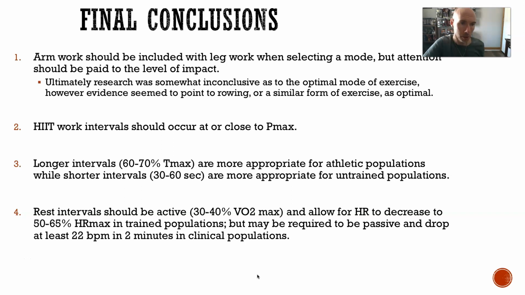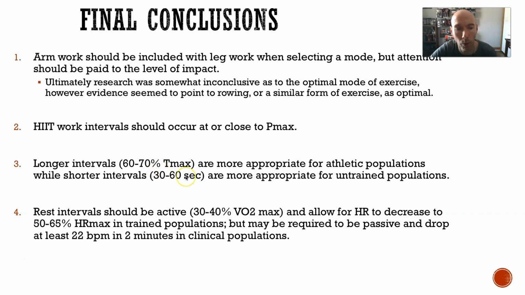Jumping into question 2, for our intensity, it should be essentially all out during your work interval, to put it simply. The length of your interval should be somewhere between 60 to 70% of the Tmax, and that corresponded to around 50 to 75 seconds in length. For clinical or untrained populations, we need to go lower than that, 30 to 60 seconds. Always start on the low end and work your way up as their fitness level improves.